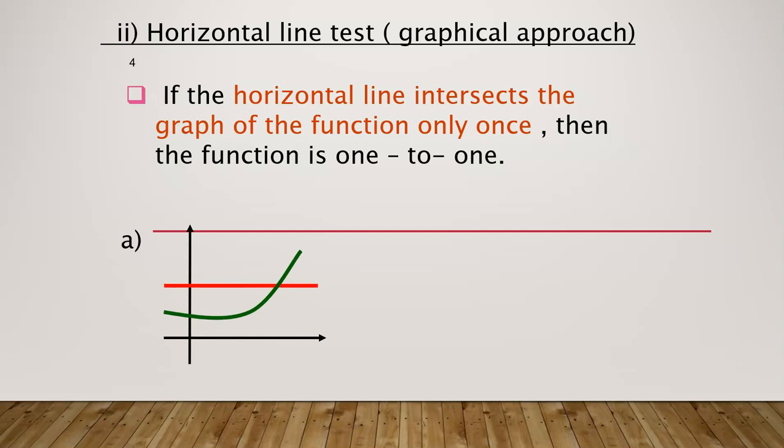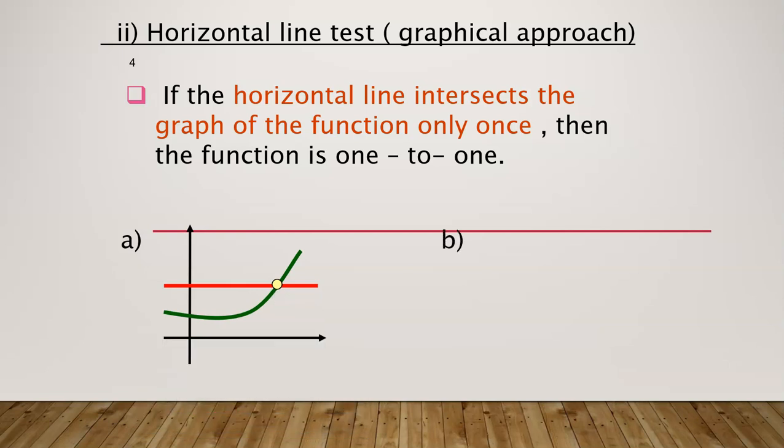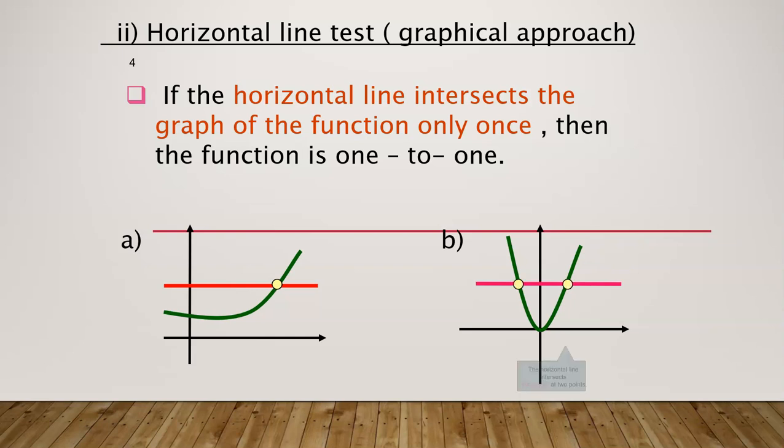So for example, you have a green line, that is the graph, and the red line is the horizontal line y equals k. The horizontal line intersects the graph at one point only. Second example, if you have a quadratic graph and you draw a horizontal line y equals k, there are two points of intersection, so we say that this is not a one-to-one function. If the graph is not one-to-one, meaning there is no inverse.